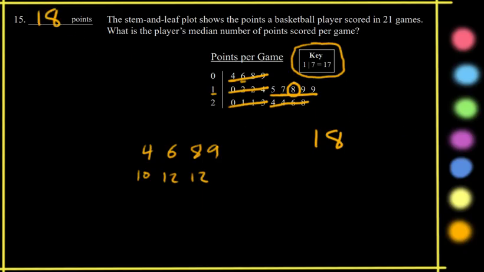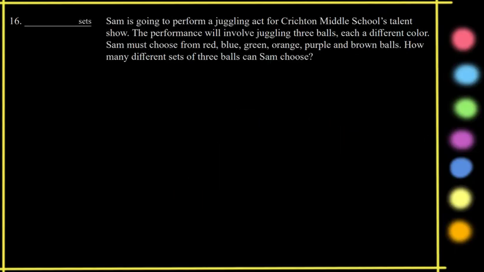Alright, hopefully that made sense. Whenever you're looking for the median, you just look for the one in the middle. Fortunately, there was an odd number of entries here. If there's an even number, the median is the average of the two middle ones. Alright, let's go on to the next one.